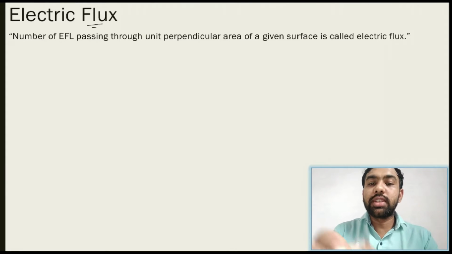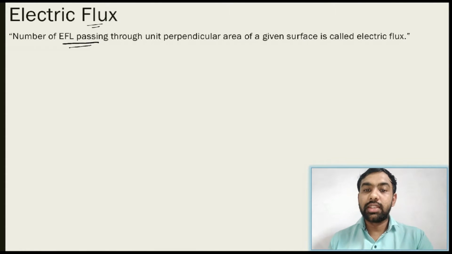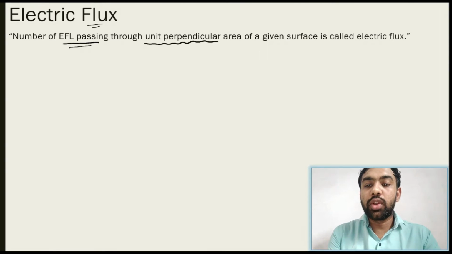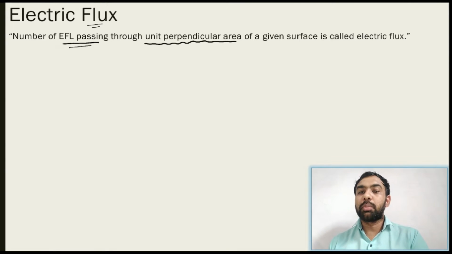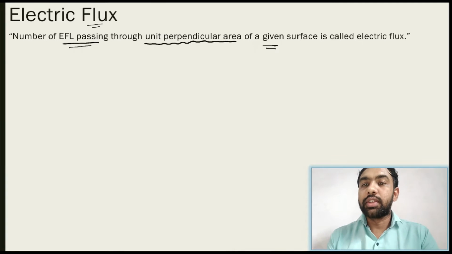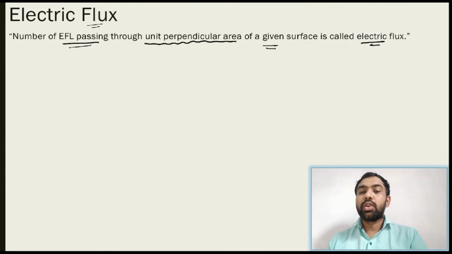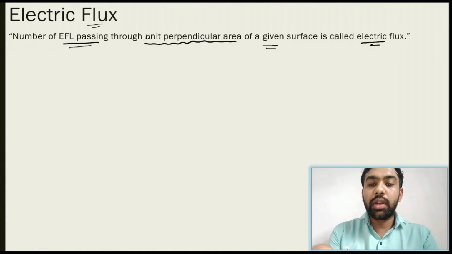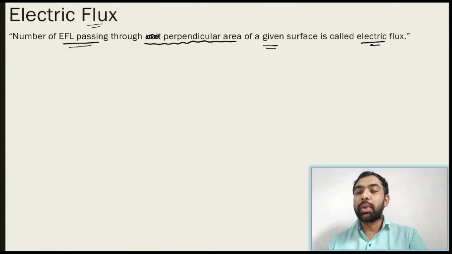Electric flux. Now what is electric flux? The number of electric field lines passing through the unit perpendicular area of a given surface is called electric flux. Okay, the lines passing through the perpendicular area is called electric flux.